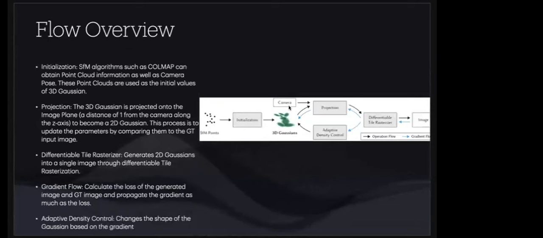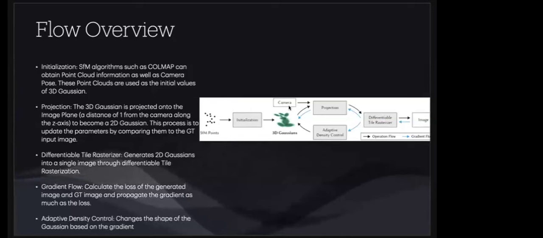So I'll go over the flow of how they're actually constructing the image, and we will also be looking at the algorithms in this case. As I mentioned before, we'll be initializing with the structure from motion algorithm, where we'll be using COLMAP, and they can be obtained from point cloud information as well as the camera poses. And basically these point clouds are used as initial values for the 3D Gaussians.